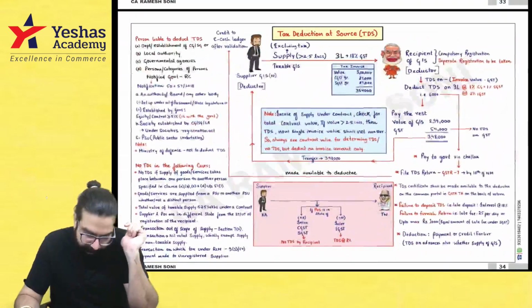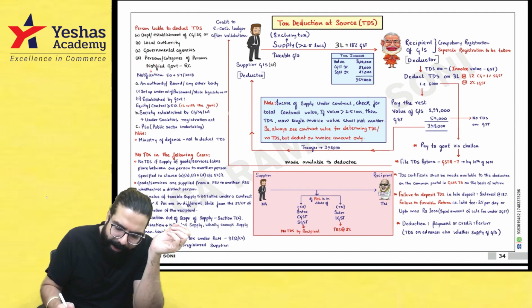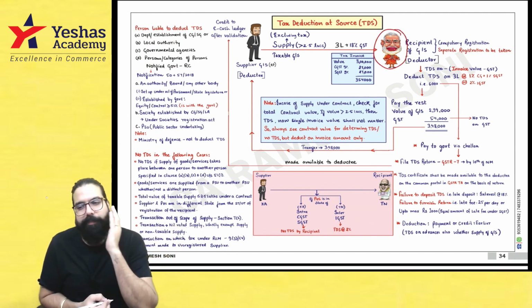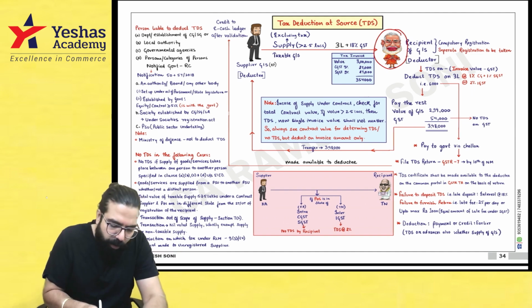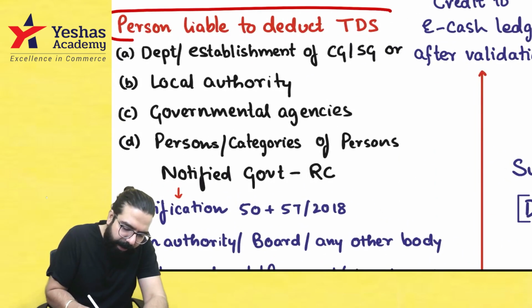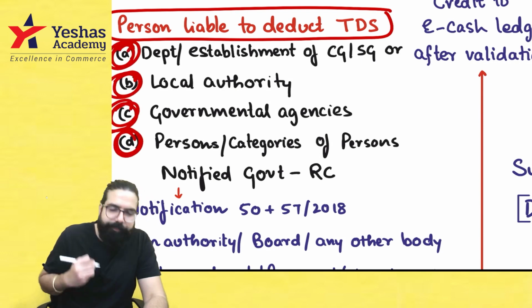Chalo. Now, in the TDS chapter, we used to learn who are the people who will deduct TDS. Yes, sir, we used to learn who are the people who have to deduct TDS. In this place, we had always learned the person liable to deduct TDS. Sir, there are 4 categories of people. Listen carefully, everyone. There are 4 categories: A, B, C, D.